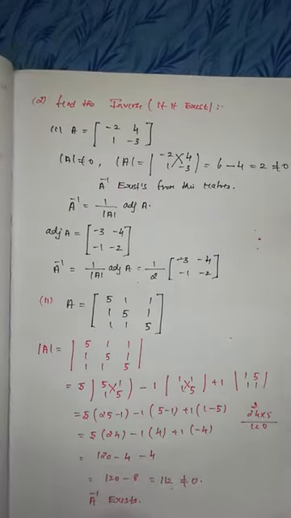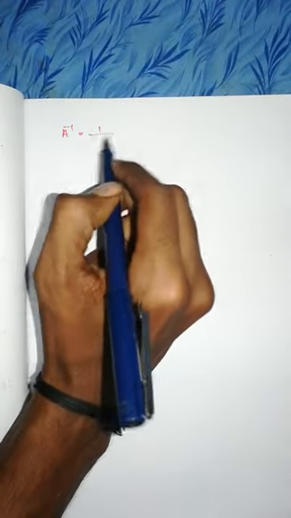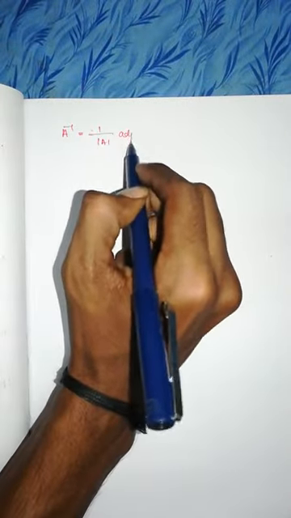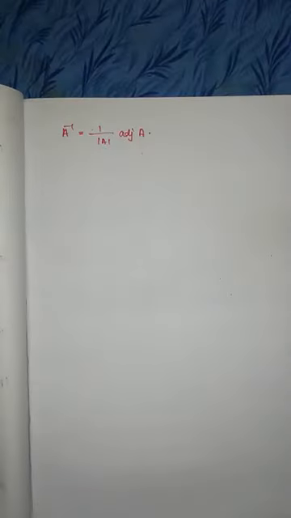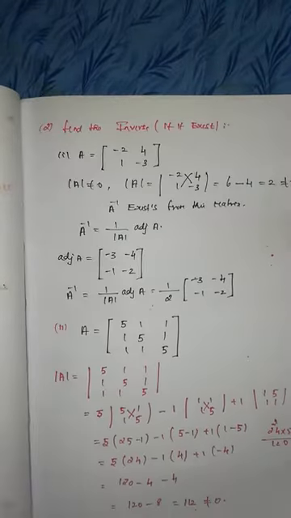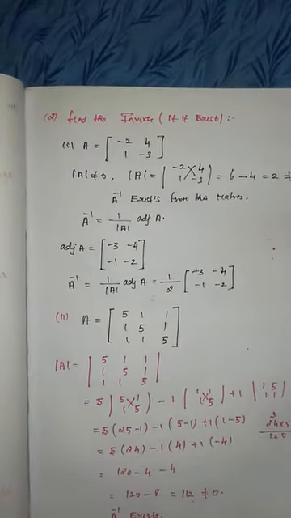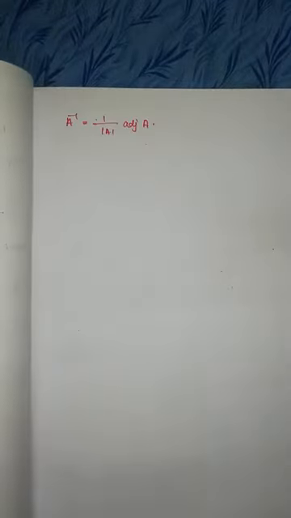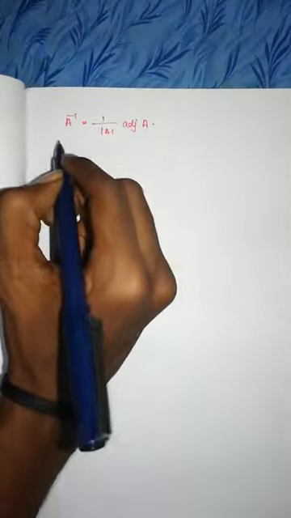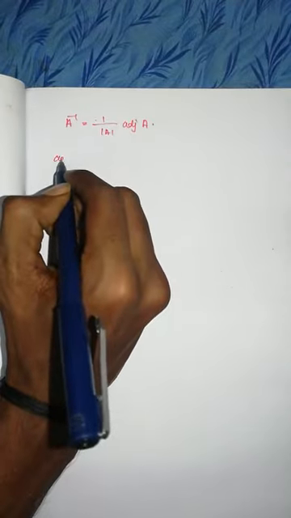Now we know how to find the inverse. So A inverse is 1 by determinant of A into adjoint of A. We already found the determinant of A, which is 112. So we need to find the adjoint of A. So how to find the adjoint of A? Again you have to follow the same procedure.